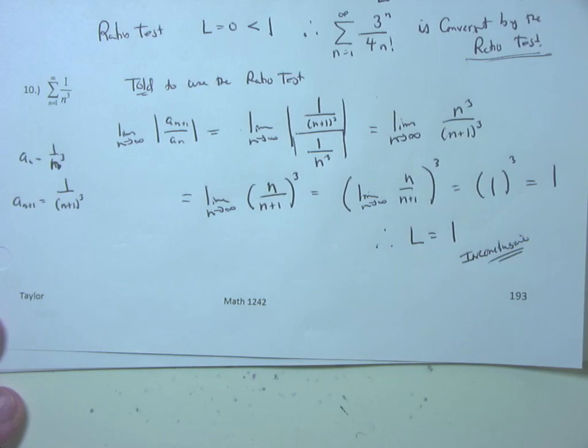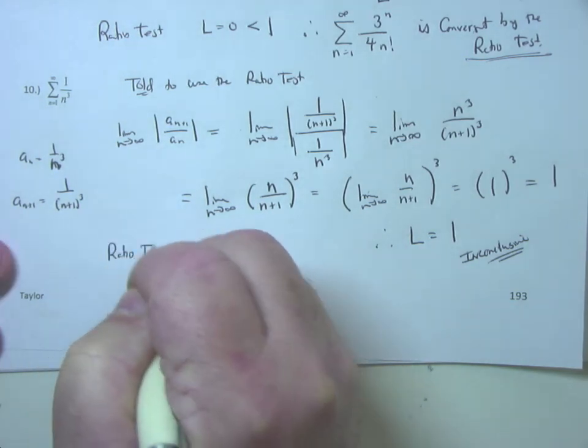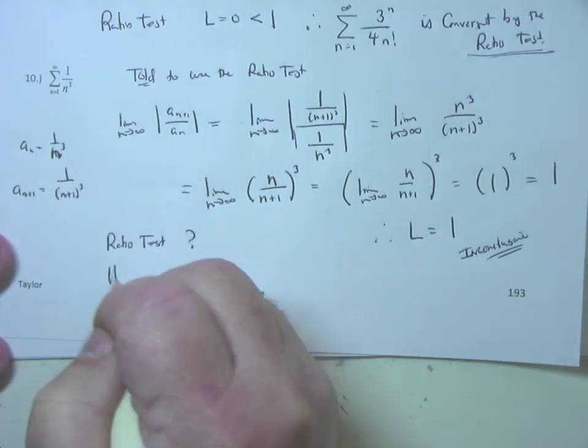You should try another test. Why don't you say the ratio test is inconclusive? Big old question mark there. However, what was this dude's name?